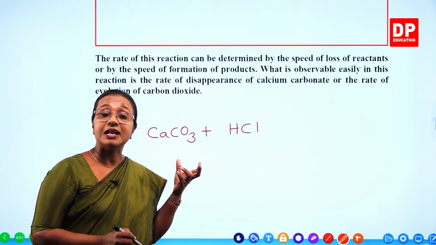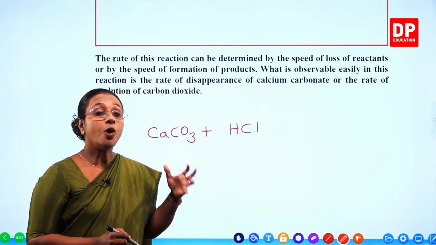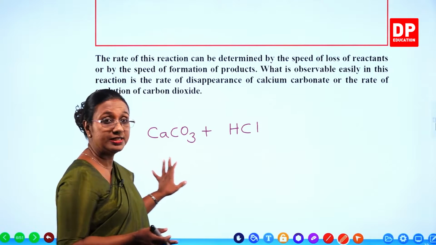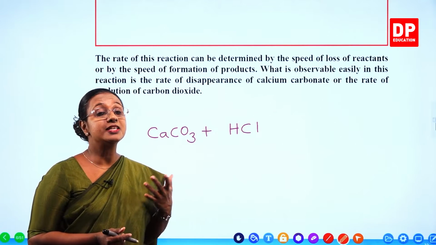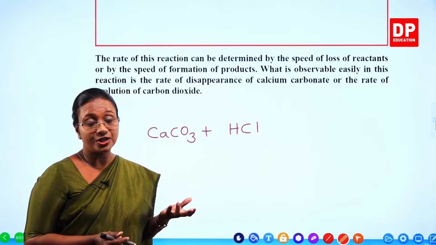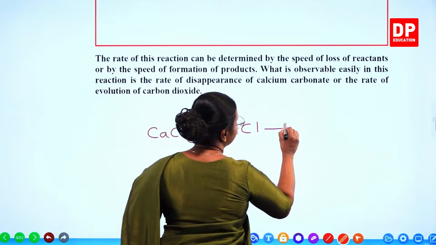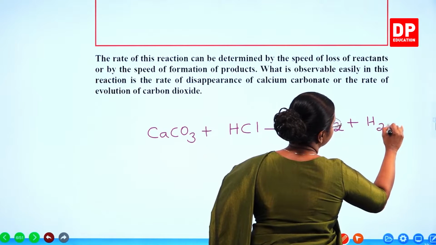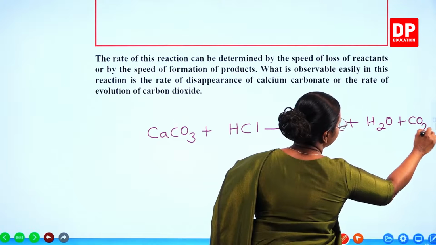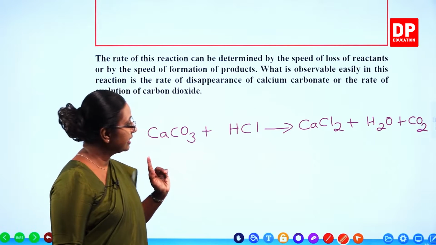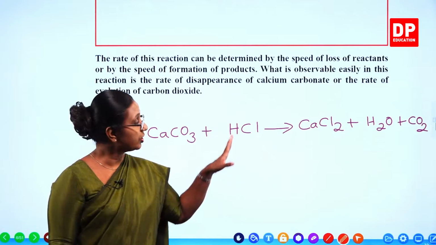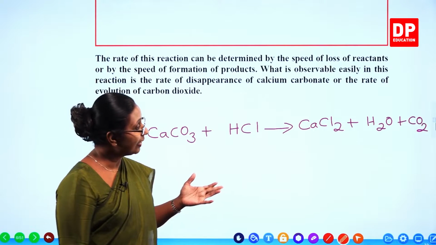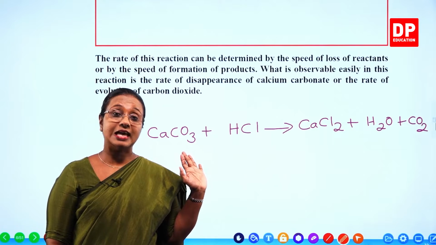You have seen it can be either calcium carbonate chips or calcium carbonate powder. Either way, this is a solid substance. Then hydrochloric acid is a colorless solution. When they react together, they form calcium chloride, then water, and evolve carbon dioxide. Calcium chloride dissolves in water, so you get the calcium chloride solution. Water, you know, is a colorless liquid and carbon dioxide is a gas.